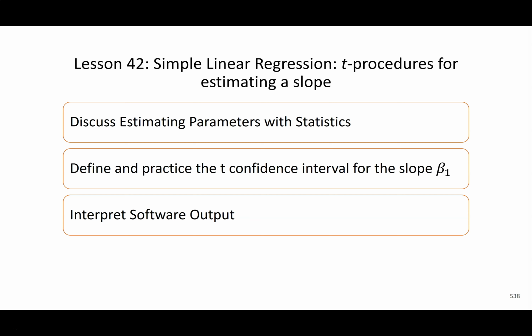Okay, so lesson 42. Now that we've visualized our bivariate data in a scatter plot and fit a line, we're now going to use t-procedures to estimate the slope of that line. So instead of just having a point estimate for that slope, we're going to find an interval estimate for that slope.